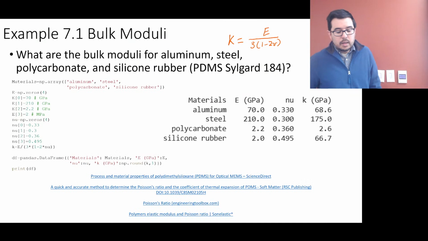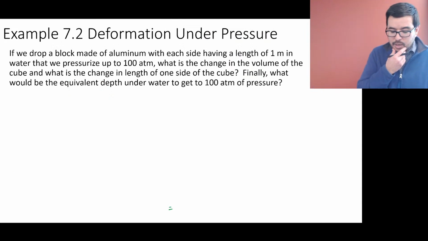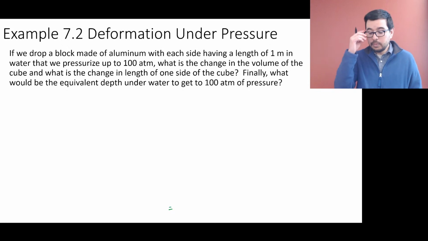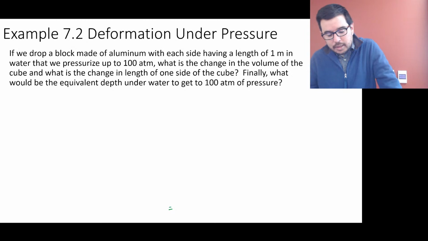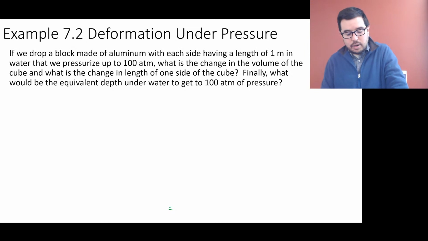Okay. So let's do an example. If we drop a block made of aluminum with each side having a length of 1 meter in water that we pressurize up to 100 atmospheres, what is the change in the volume of the cube, and what is the change in length of one side of the cube? Finally, what would be the equivalent depth underwater to get to 100 atmospheres of pressure?